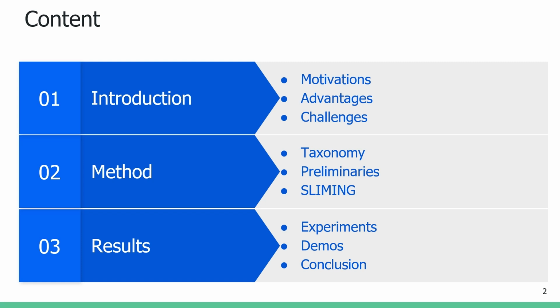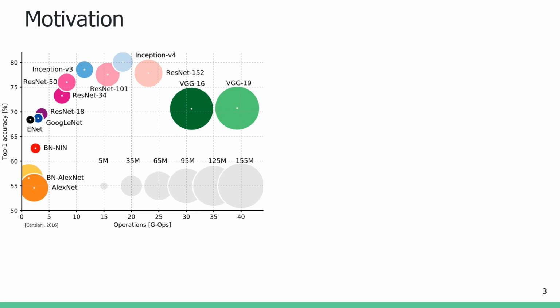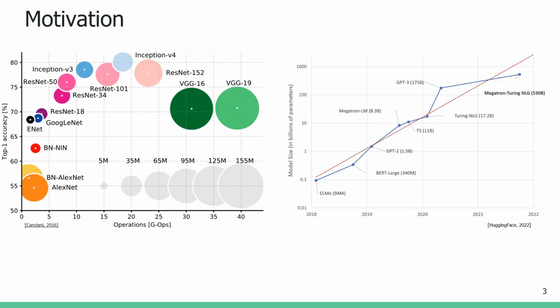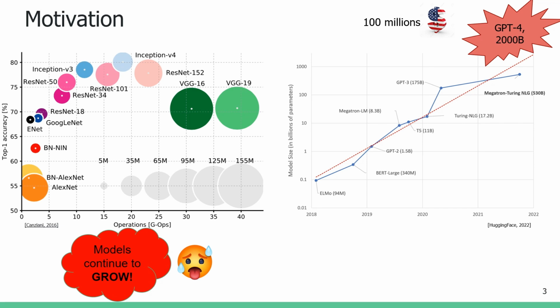Let's start with context. In recent years, deep neural networks have grown in both parameters and computational demands. In 2016, the largest model had fewer than 200 million parameters, but today, models can reach billions. For example, GPT-4 has around 2 trillion parameters and costs about $100 million to train. As these models grow, they become costly and complex. Model compression offers a solution.